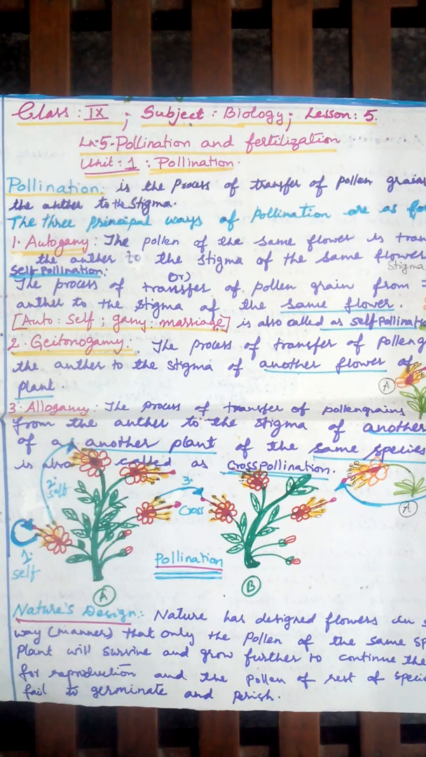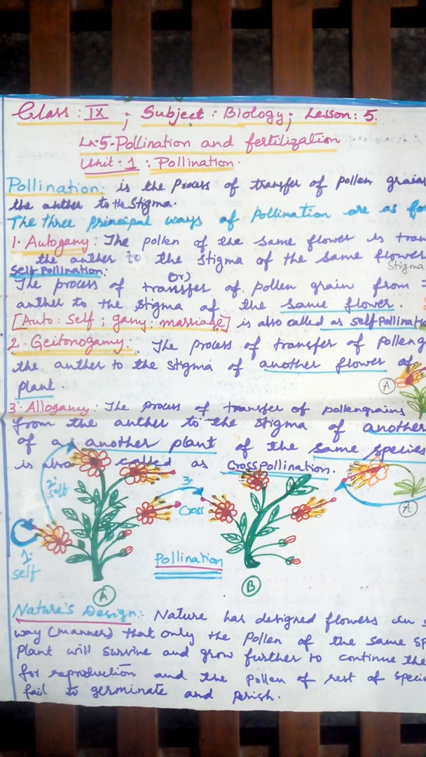What is meant by self-pollination? The self-pollination is the process of transfer of pollen grains from anther to the stigma of the same flower. It is also called autogamy. Auto means self, gamy means marriage. And what is allogamy or cross-pollination?